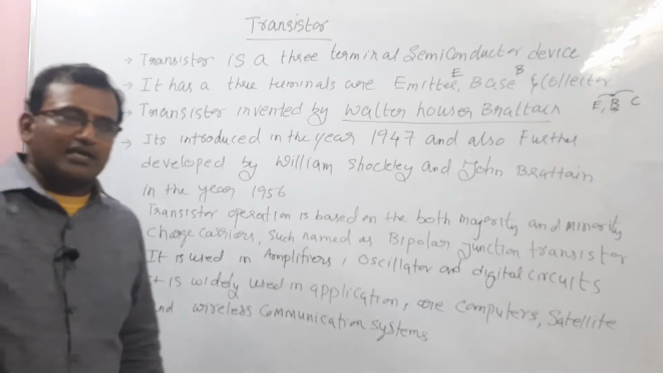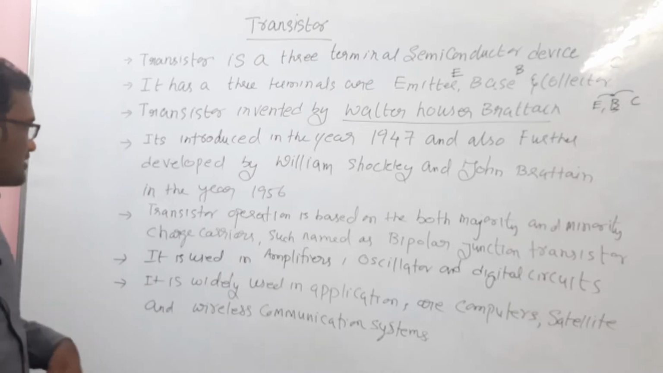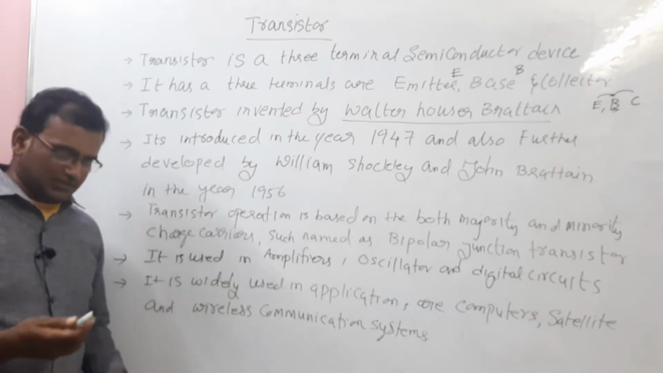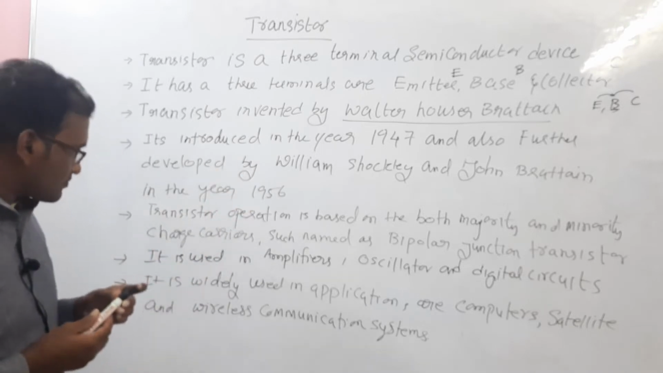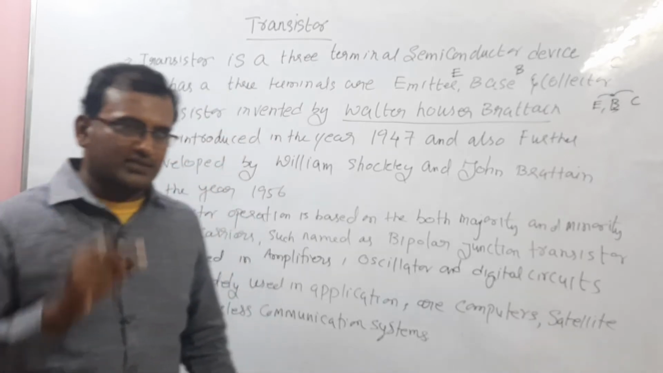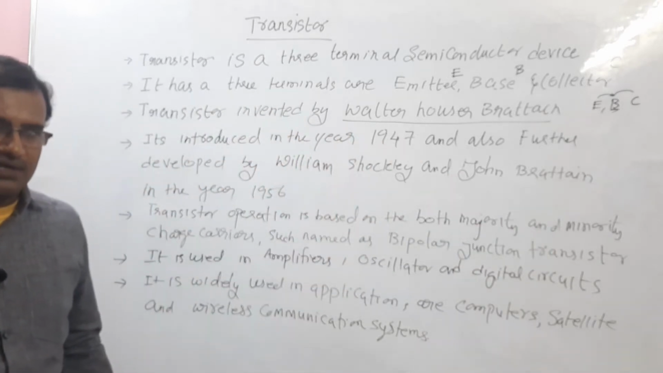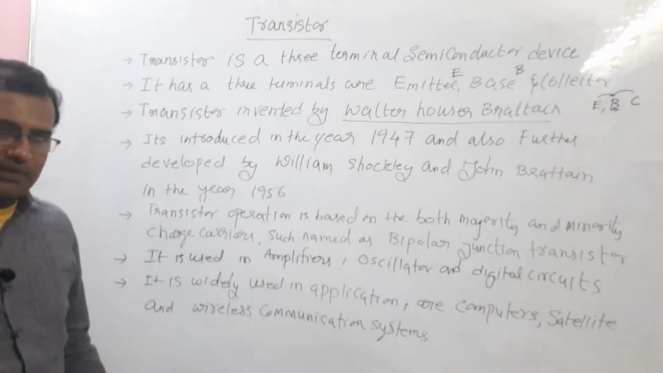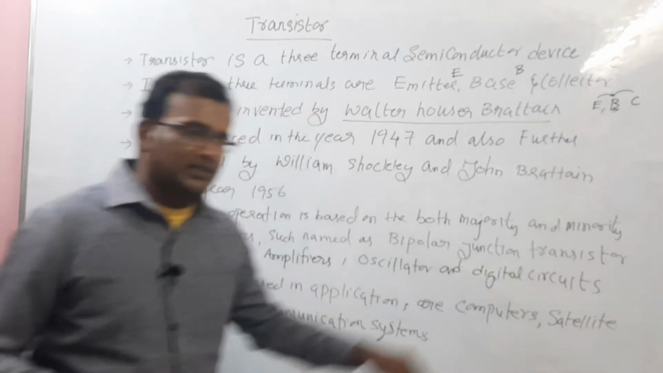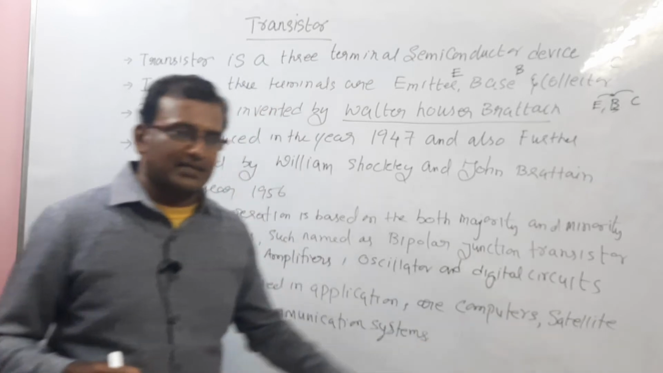Let's see, in later classes we will go for the FET. Let's discuss now the case of the transistor. This transistor's operation is based on two cases: one is majority and minority charge carriers. A transistor that depends on both majority and minority carriers is called a bipolar junction transistor.